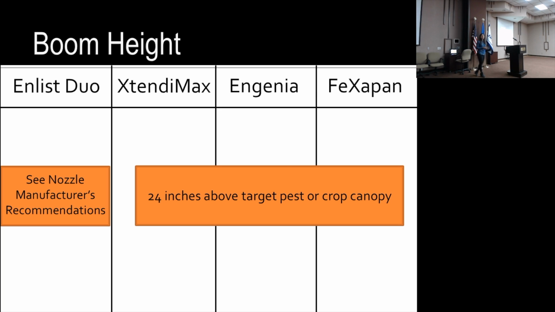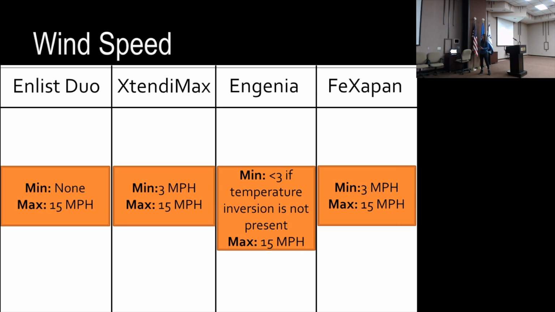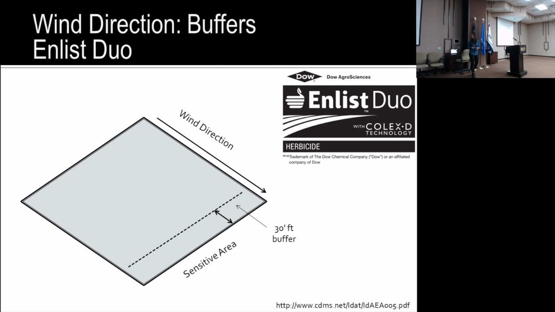Wind speed for XtendiMax and Fexapan, 3 to 15 miles per hour. Engenia, they have a note that if you are spraying less than 3 miles per hour, you better make sure that a temperature inversion is not present. And then Enlist Duo, the maximum speed is 15 miles per hour.